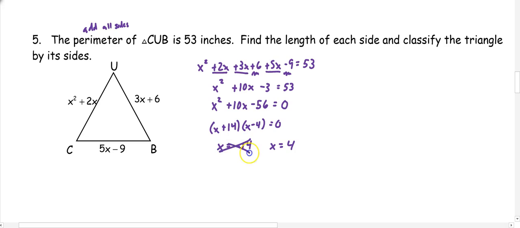Now in this case, negative 14 doesn't work because it would make this side length a negative, and we can't have negative side lengths. So I'm going to use the 4 to find all of my side lengths. So I'm going to do 4 squared in the first side plus 2 times 4, which gets me 24. Then I'm going to do 3 times 4 plus 6, which gets me 18. And last, I'm going to do 5 times 4 minus 9, which is 11. Notice that all the sides are different, so this is a scalene triangle.